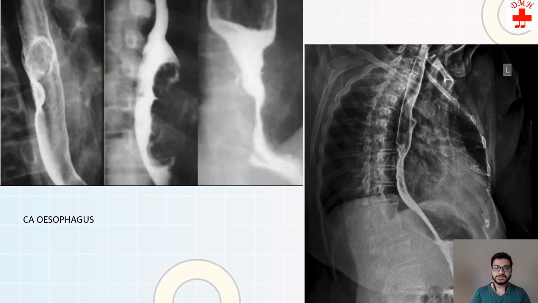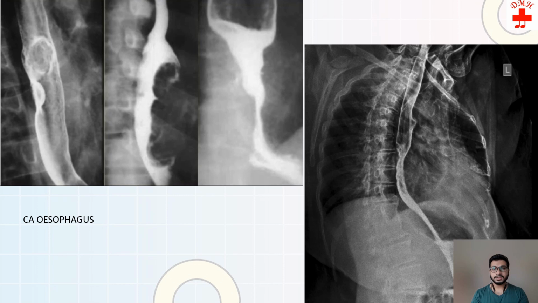So all these images are cases of carcinoma esophagus. In the first film, you can see that the mass is coated by the barium. The second one is in a case of advanced carcinoma esophagus, which has involved more than half of the esophagus. In the third image, you can see shouldering and proximal dilated segment, giving it a rat tail appearance, which I told is a secondary achalasia.